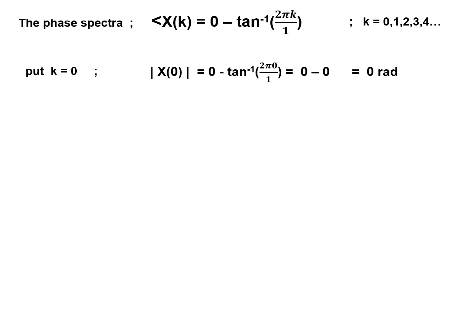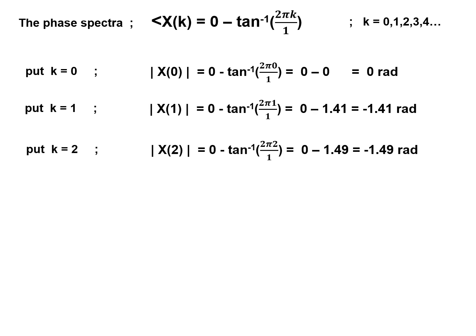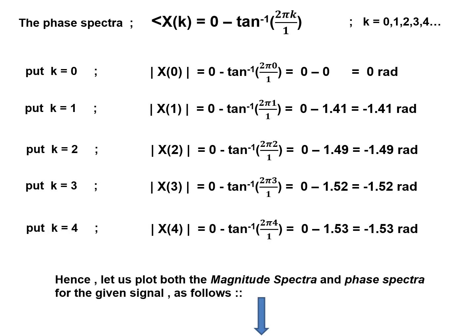For the fundamental component, that is at k is equal to 1, the angle lags by some angle, minus 1.41 radians. For the second harmonic, put k is equal to 2, you'll get the angle, it further lags the reference by 1.49 radians, and so on. If you go on putting higher and higher k values, the angle of lag keeps on increasing.